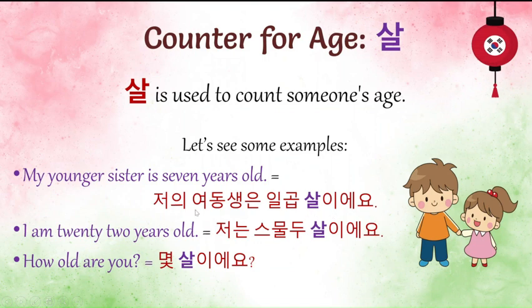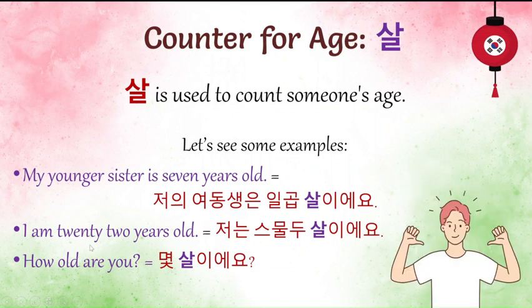Here also first comes the noun that you're counting. So you're counting the age of your sister. So first comes the sister, 여동생. Then comes the number, 일곱. And then the counter for age, that is 살. And did you get why we used 이다 here? 이다 is used to indicate that your sister is 7 years old, right? So that's why we have used 이다 here in the present tense.